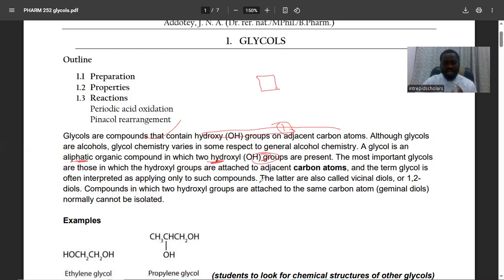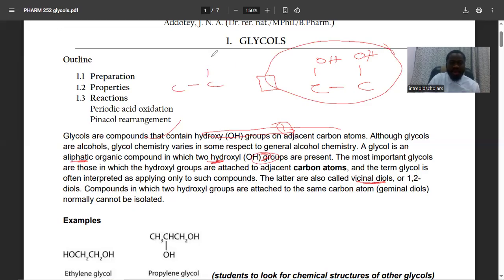Now, if you continue, it says the term glycol is often interpreted as applying to only such compounds, and the latter is called vicinal. So they have introduced another term to us, vicinal diols. This is not the first time we are coming across this concept. Now, if I have two adjacent carbon atoms like this, and then I have an OH here and an OH here, this is called a vicinal diol. If it's two adjacent carbons and I have a Cl here and another Cl here, this is also a vicinal dichloride. When you have adjacent carbons having the same group, that is vicinal.